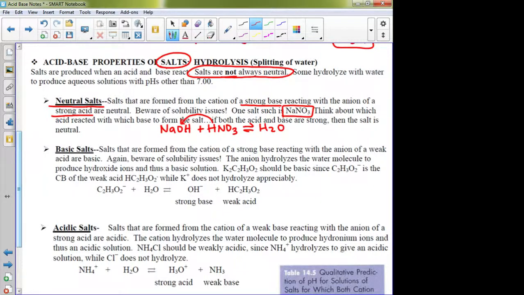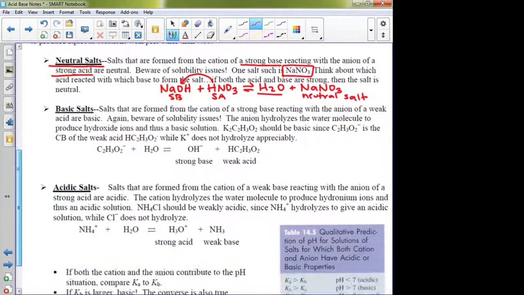Does everybody see how I got water? Plus NaNO3. Does everybody see that? So if I have a strong base plus a strong acid, I'm always going to get water as a product, and then I'm going to get a neutral salt. Do we see how we could tell that that salt was neutral just by looking at it? I've got to say, where did the Na originally come from? Where did the NO3 originally come from? Were they both strong? Was one strong? Was one weak? And then you can figure it out.